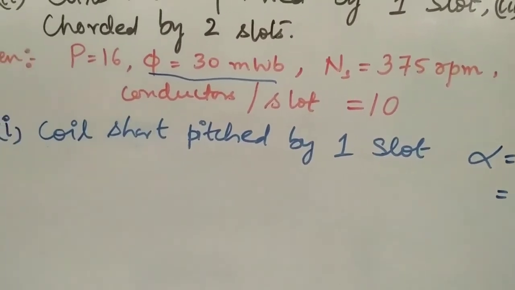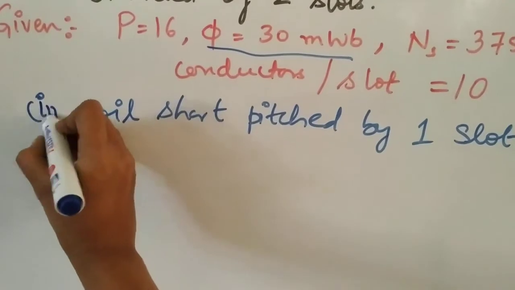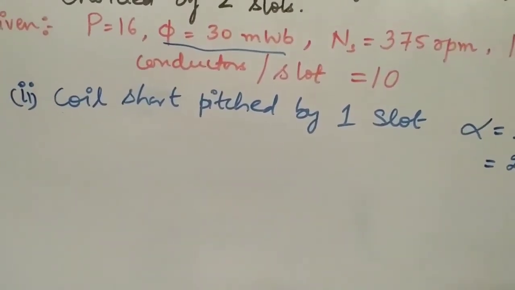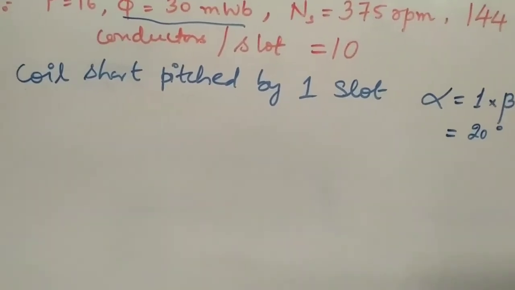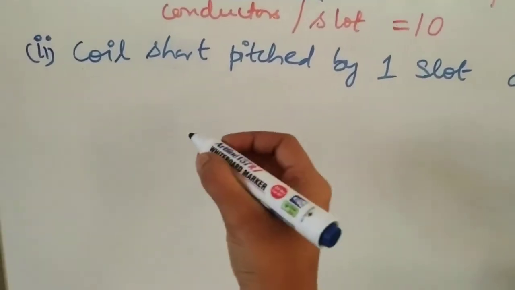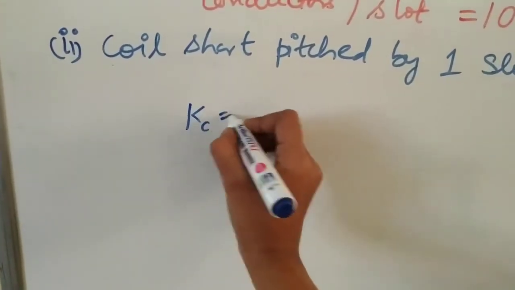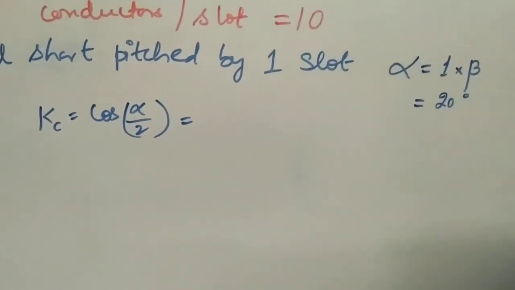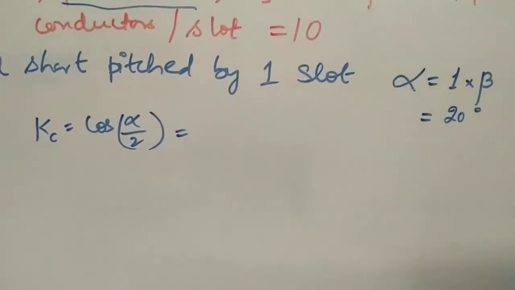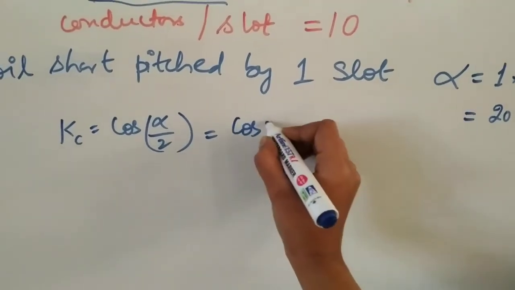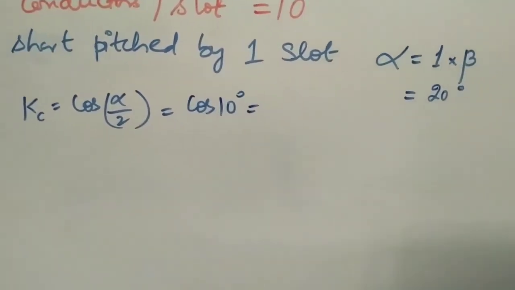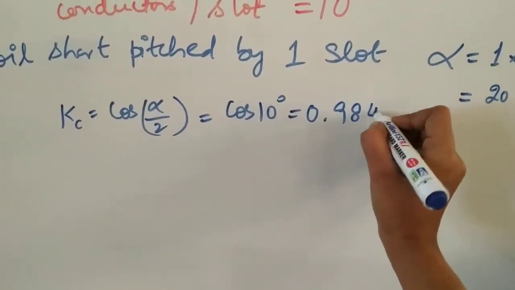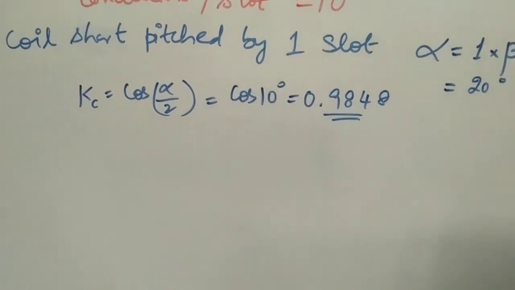In the earlier sub question 1, we had Kc equal to 1 for the full pitch. Here the Kc value will change because it is short pitched by 1 slot. So now we have to find out what the value of Kc will be. So Kc is equal to cos of alpha divided by 2. Once you solve this, you get cos of 10 degrees, right? So it results in 0.9848. So this will be the Kc value.